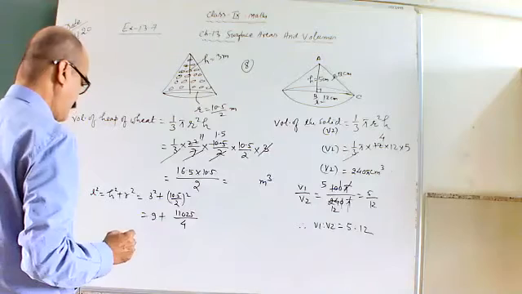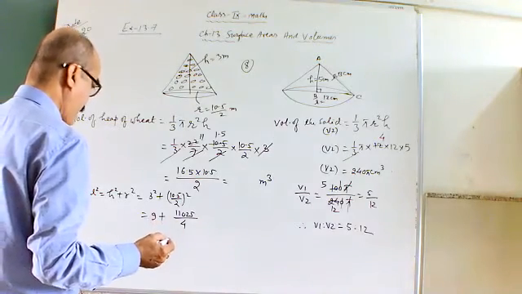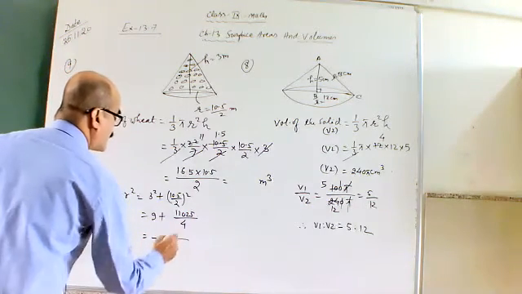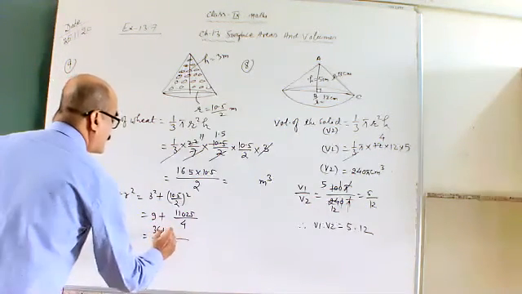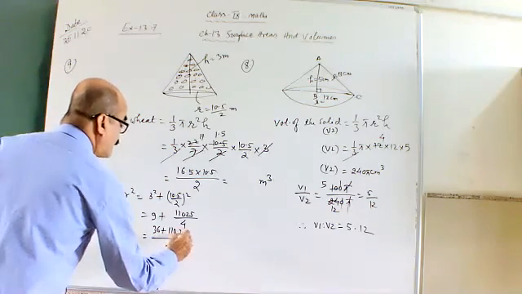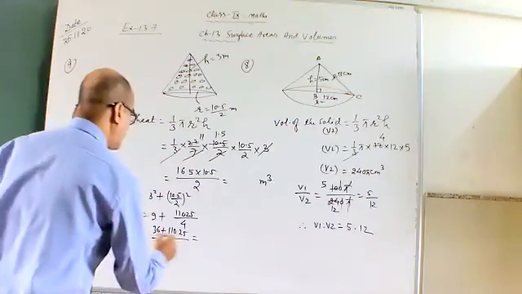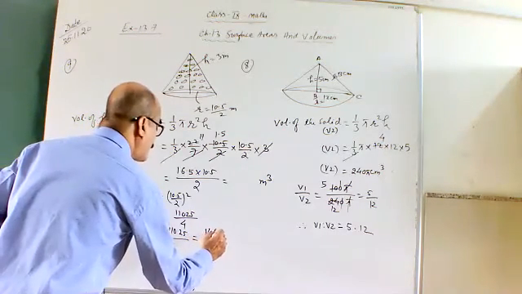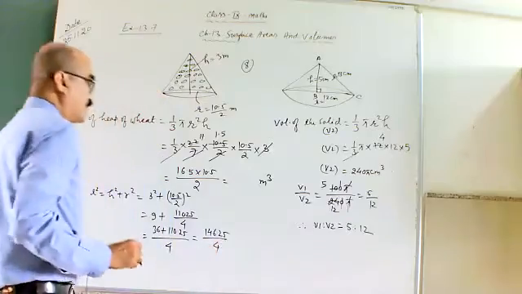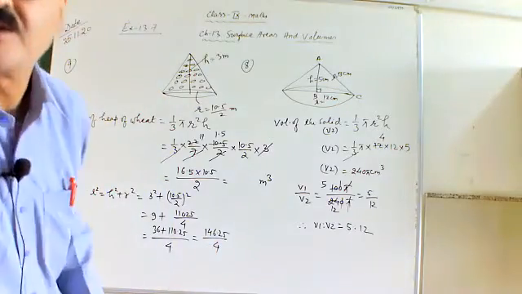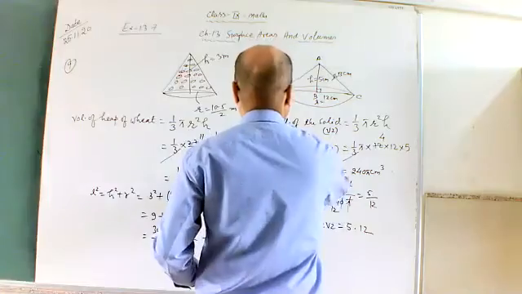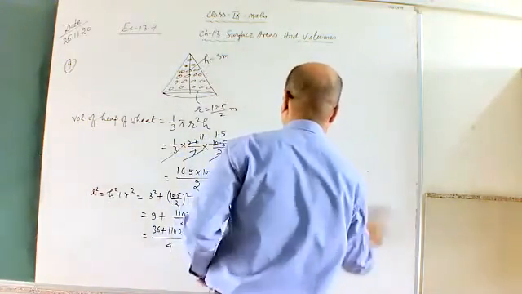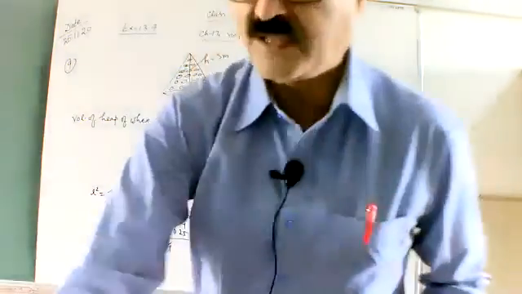Okay? 110.25 and LCM will be equal to 4 here. So 4 nines are 36 plus 110.25. That will be equal to how much? That is 146.25 by 4. Right? We will find out the value of L here. So L square is equal to 146.25 by 4.